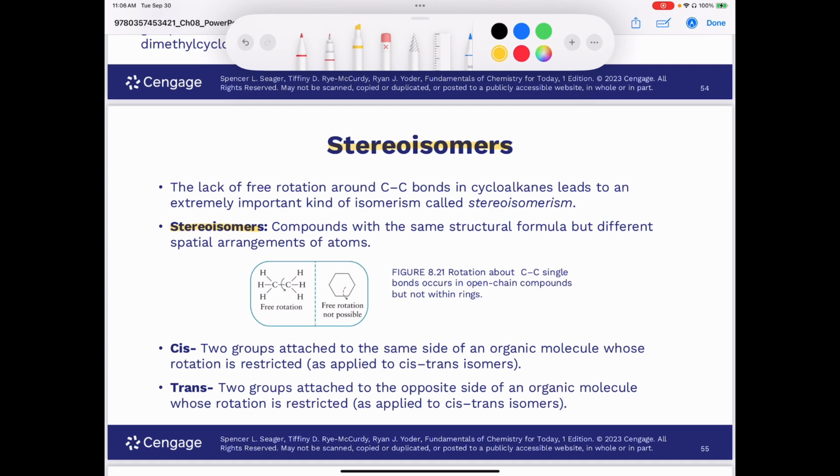Two types of stereoisomerism are cis and trans stereoisomerism. Cis means you have two groups attached on the same side of the molecule, and it's usually going to be a cycloalkane in this class. And trans means you're going to have two groups on opposite sides of the cycloalkane in this chapter.